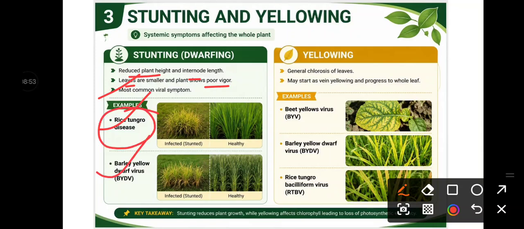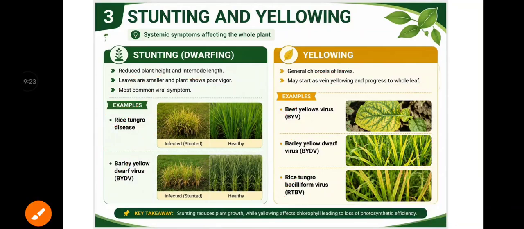Next, yellowing. How does leaf yellowing occur? Because of degradation of chlorophyll. General chlorosis occurs only due to the degradation of chlorophyll. It may start as vein yellowing and progress to the whole leaf. Examples are wheat yellow virus, barley yellow dwarf virus, and rice tungro bacilliform virus. This is about stunting and yellowing.